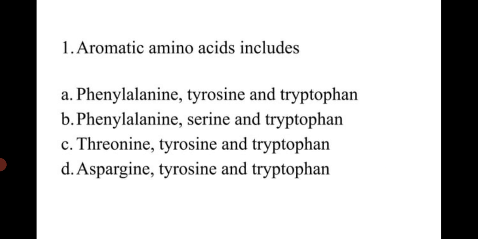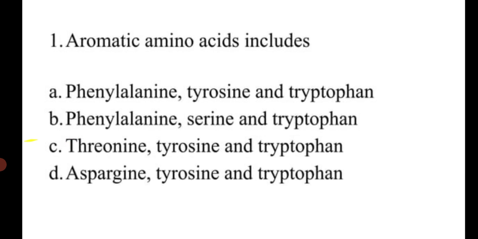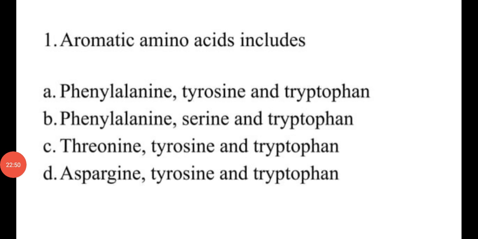The aromatic amino acids include: the answer for this question is option A, phenylalanine, tyrosine and tryptophan. These are the aromatic amino acids. The aromatic amino acids absorb ultraviolet light at a wavelength of 250 nanometers and produce fluorescence. Examples are phenylalanine, tyrosine and tryptophan.